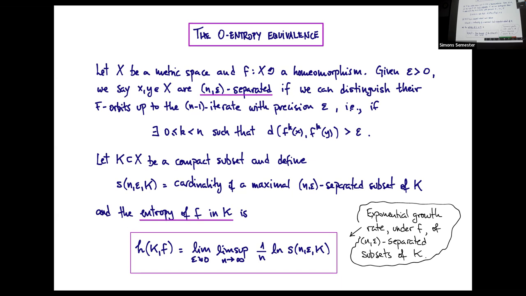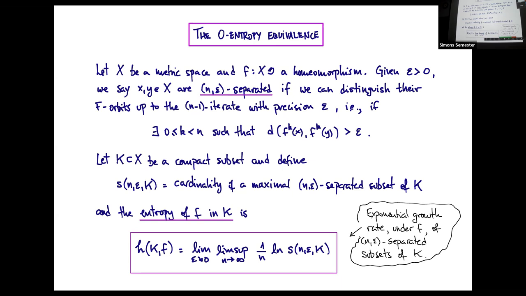So for each n, well, we fix epsilon. Epsilon is fixed. And for each n, you fill up your set K with n-epsilon separated points. And then you count that number, the cardinality of a maximal n-epsilon separated subset of K. And then you're going to take some limits. So you take n going to infinity, you take the limsup. Well, this number of such points typically grows exponentially. If it doesn't, then the entropy is zero anyway. But then you take the logarithm of this number, divide by n, take the limsup of that, and then you take the limit as epsilon goes to zero.